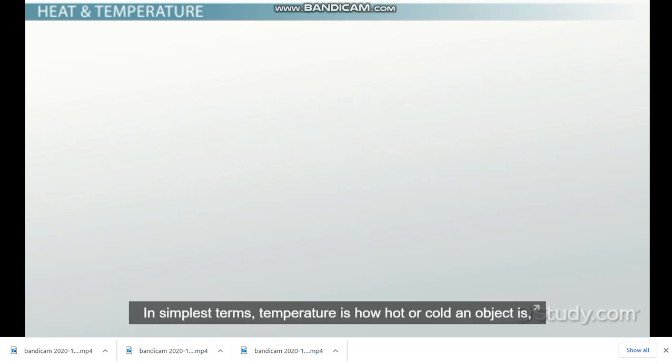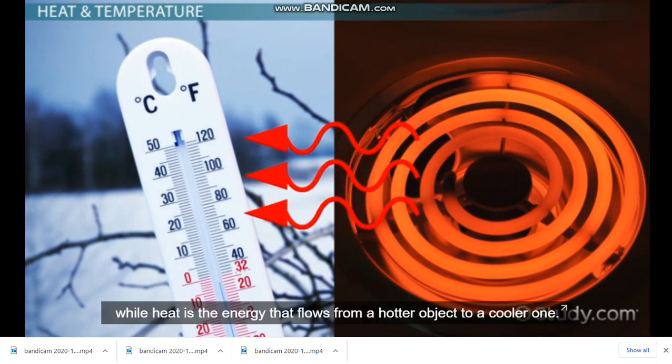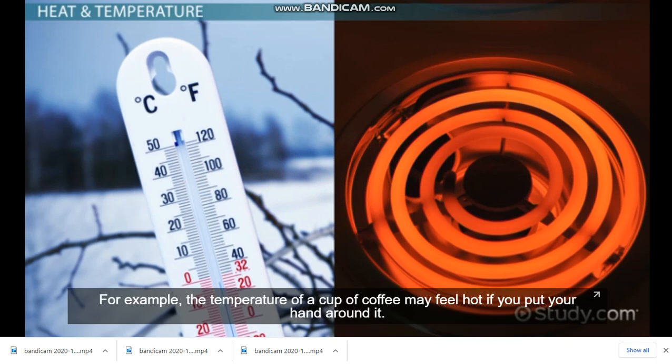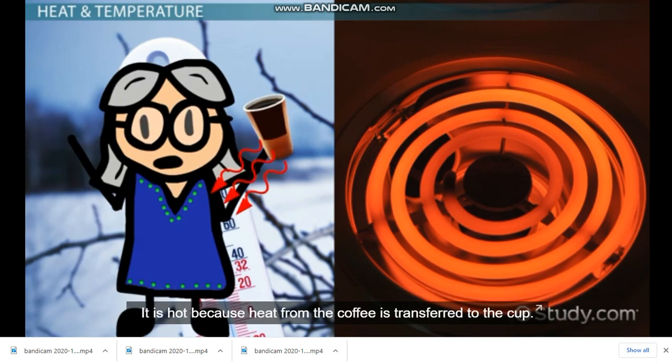In simplest terms, temperature is how hot or cold an object is, while heat is the energy that flows from a hotter object to a cooler one. For example, the temperature of a cup of coffee may feel hot if you put your hand around it. It is hot because heat from the coffee is transferred to the cup.